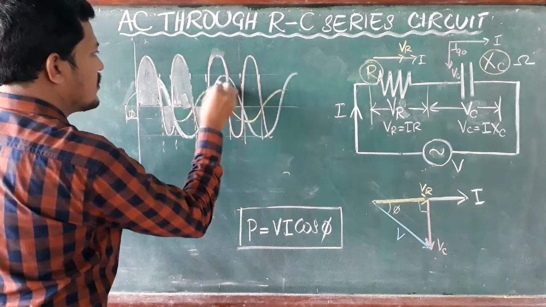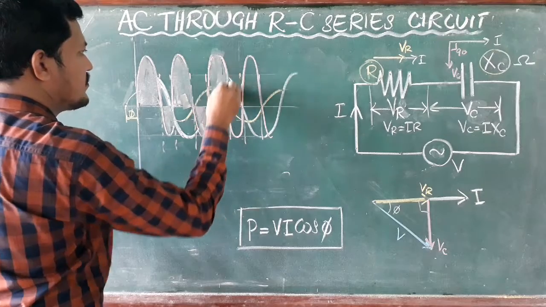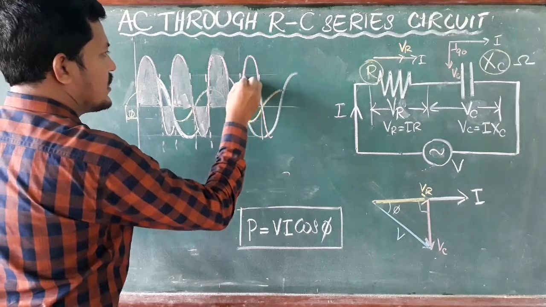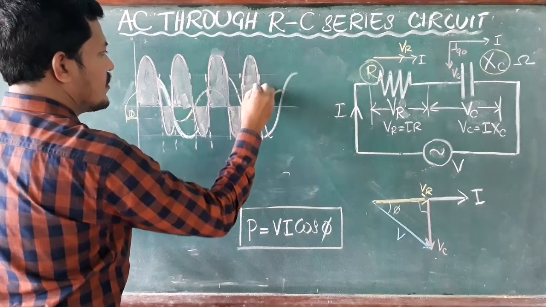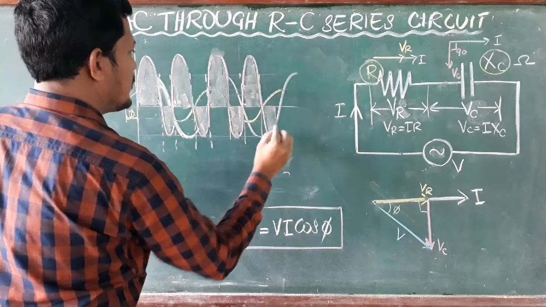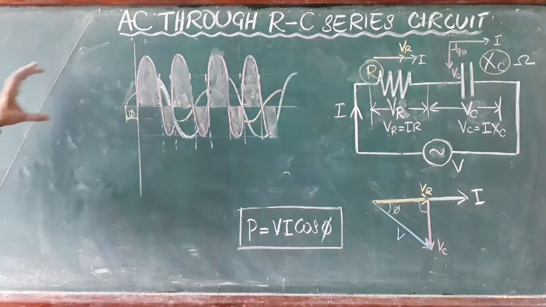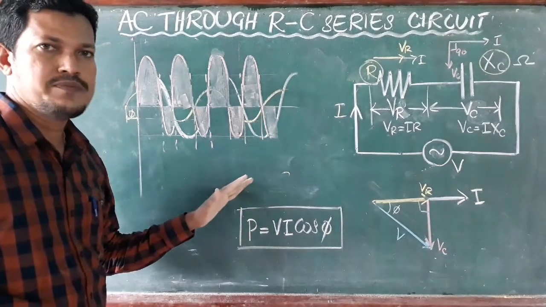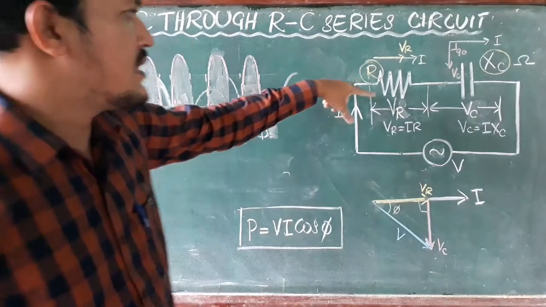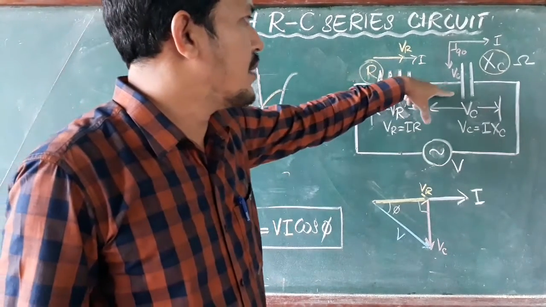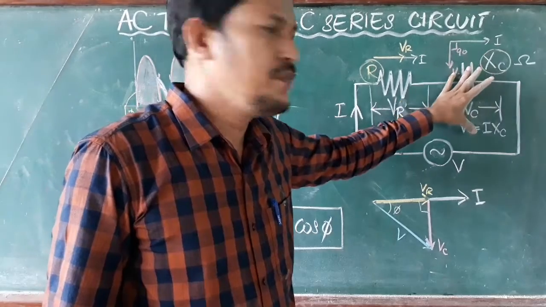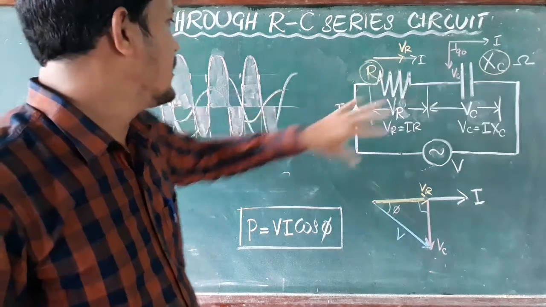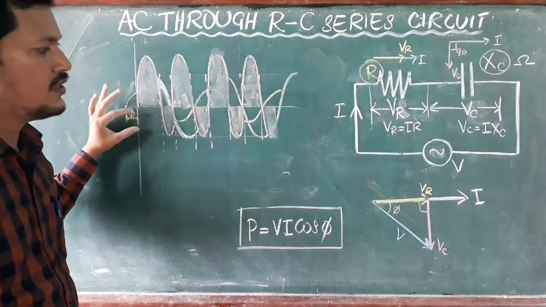So the power waveform is also very clear that the power is not 0 here. There is a difference between the positive values and the negative values, so some power is dissipated in the circuit. Where does it dissipate? It dissipates in the resistance only, because the power dissipation of a pure capacitor is 0. So in this circuit power is dissipated only in the resistance. Clear? The positive values are more than the negative values.